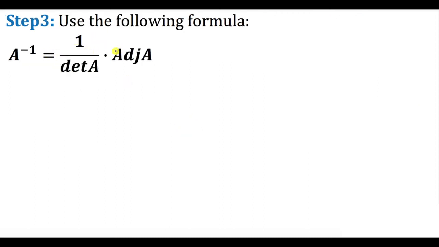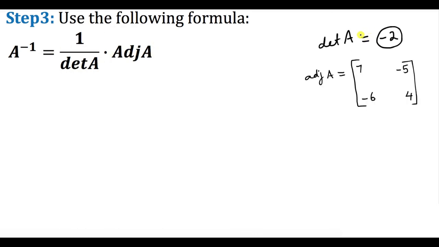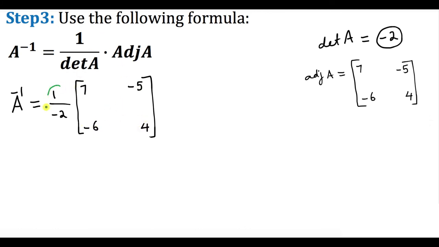The next step, the inverse of A is given by the formula 1 per determinant A times adjoint of A. As we found before, the determinant of A is negative 2, and this is the adjoint of A. So A inverse equals 1 per negative 2, which is the determinant of A, multiplied by the adjoint matrix of A, which is 7, negative 5, negative 6, and 4. We simply multiply 1 per negative 2 with each and every element in this adjoint of A.